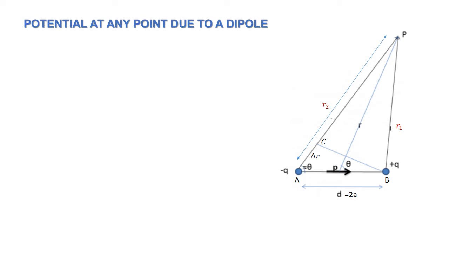Potential at any point due to a dipole. We are choosing a point P which is at a distance r from the center of the dipole, such that r makes an angle theta with the axis of the dipole AB. So we want to find the potential at the point P. The point P is at a distance r2 from A and r1 from B.